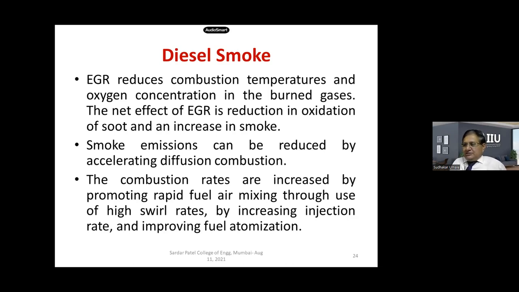There are two types of combustion: one is premixed combustion and the other is diffusion combustion. Generally in the engines, we have diffusion combustion, and by accelerating diffusion combustion, smoke emissions can be reduced. The combustion rates are very important, and these combustion rates are increased by promoting rapid fuel-air mixing through use of high swirl rates, by increasing injection rate and improving fuel atomization.